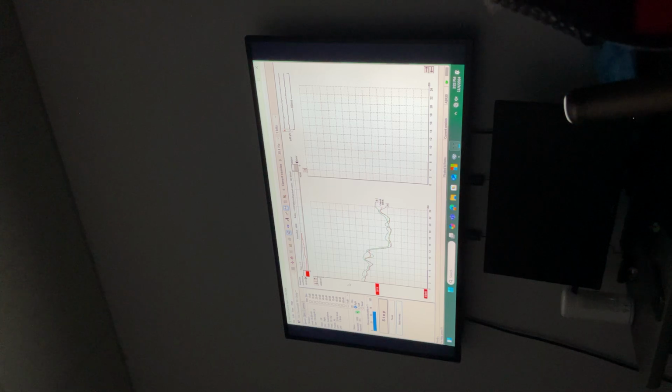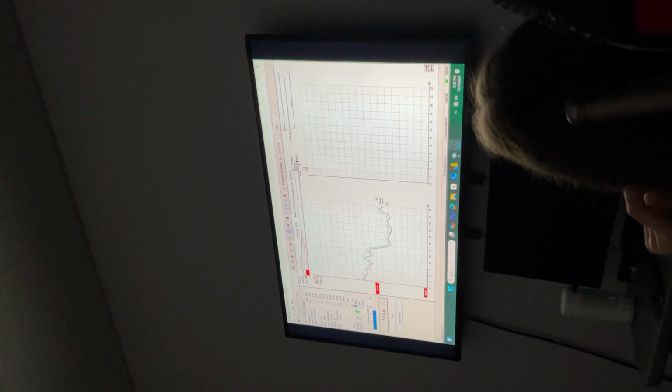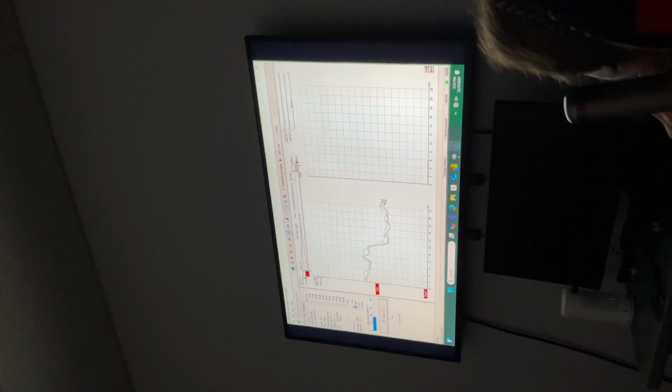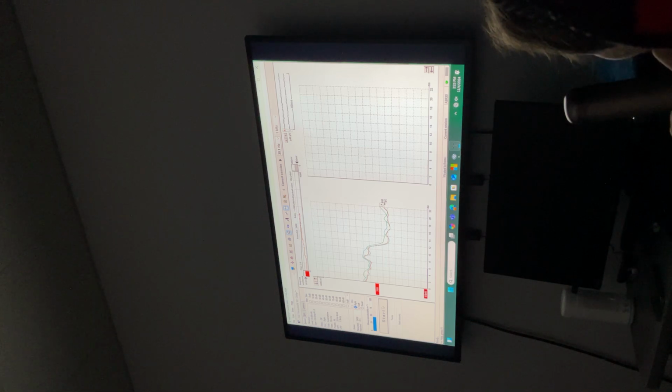So this is broadband chirp. This is 70 dB. So what's going on? I'm very confused right now. There's something wrong. This is broadband. I have a chirp. So this is the right, right? Yeah.